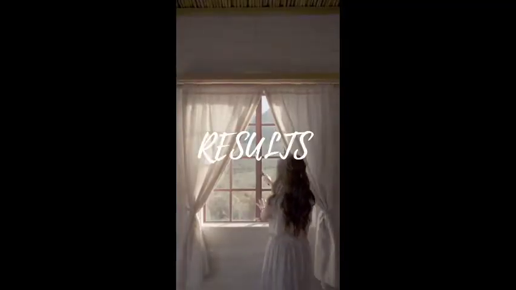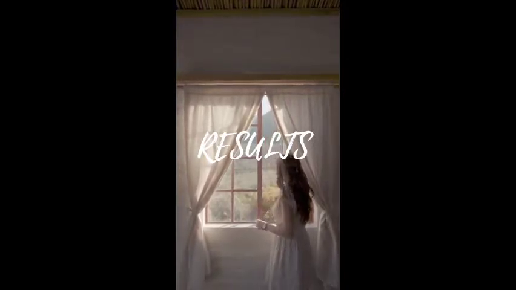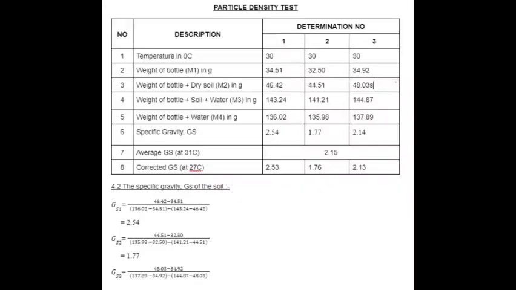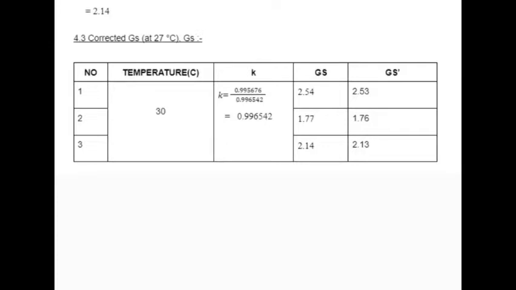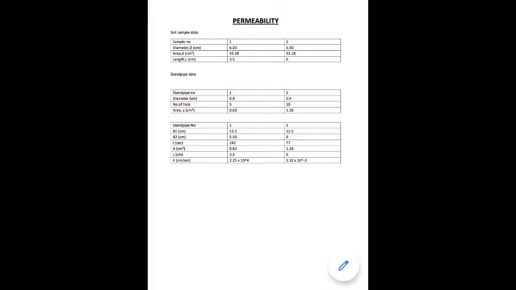So next we go to the results of all of these experiments that I conducted. This is the result that I got for the particle density test. Next is the result for particle size grading and texture for the sieving test. The third experiment, this is the data for the field density. And the last experiment is the permeability for the falling head test.